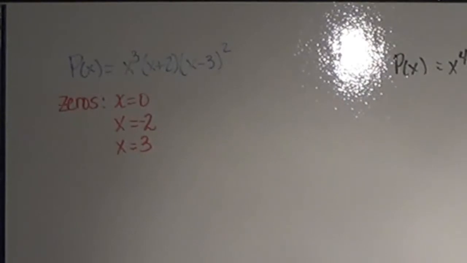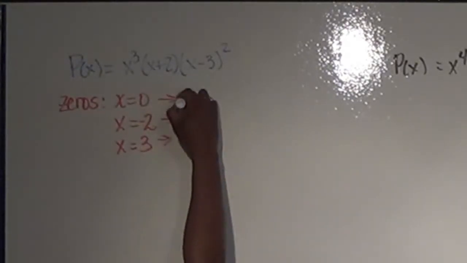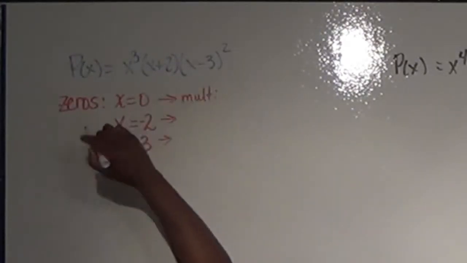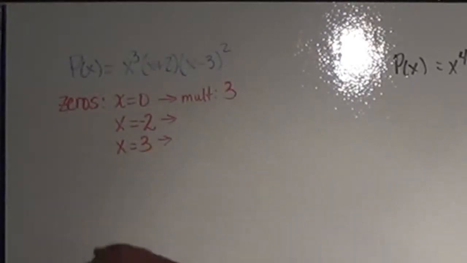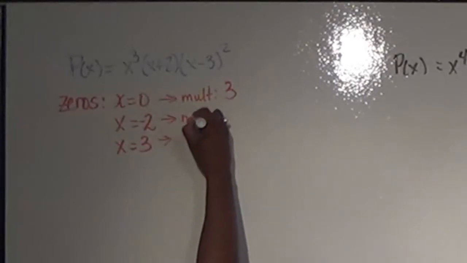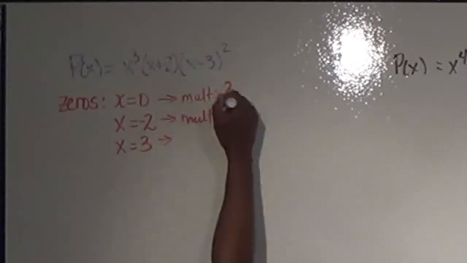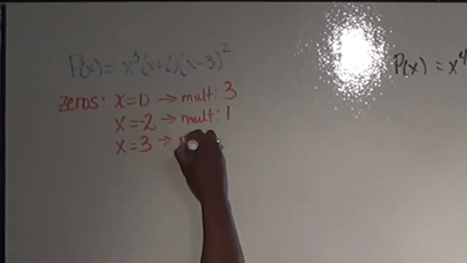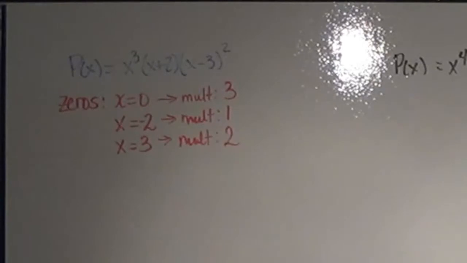Now again, once I get the zeros, I also want to look at the multiplicity. And if it's in its factored form, then I know exactly what the multiplicity is. So the multiplicity for x equals 0 is just the power there, so 3. For x equaling negative 2, my multiplicity was just 1. And for x equaling 3, my multiplicity is 2.